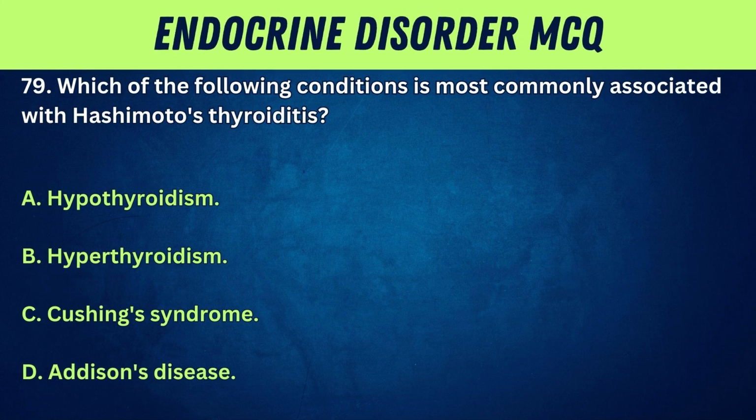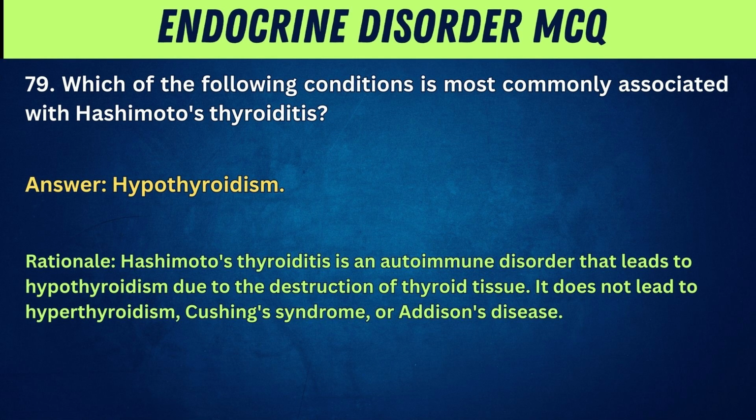79. Which of the following conditions is most commonly associated with Hashimoto's thyroiditis? A. Hypothyroidism. B. Hyperthyroidism. C. Cushing's syndrome. D. Addison's disease. Answer: hypothyroidism. Rationale: Hashimoto's thyroiditis is an autoimmune disorder that leads to hypothyroidism due to the destruction of thyroid tissue. It does not lead to hyperthyroidism, Cushing's syndrome, or Addison's disease.